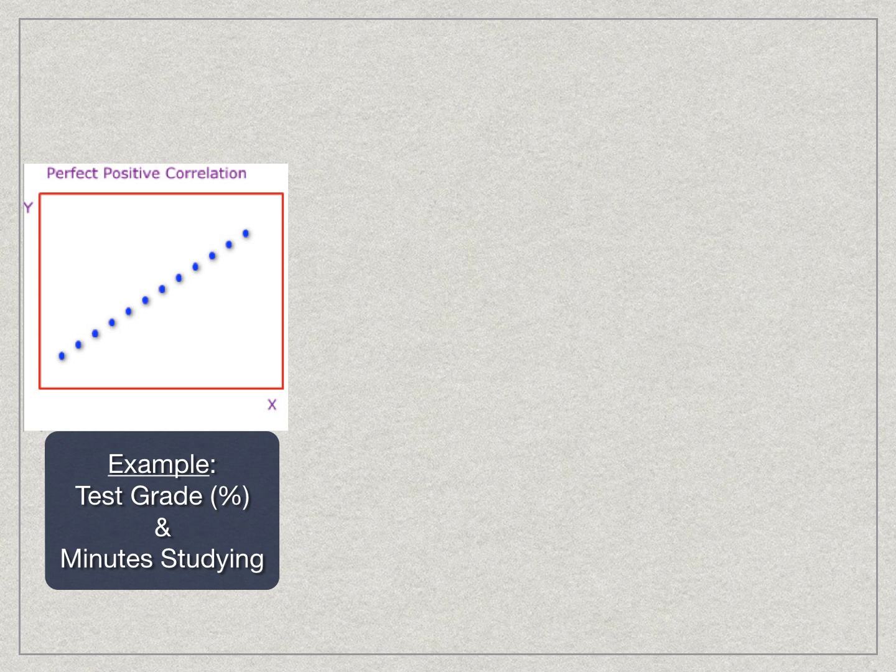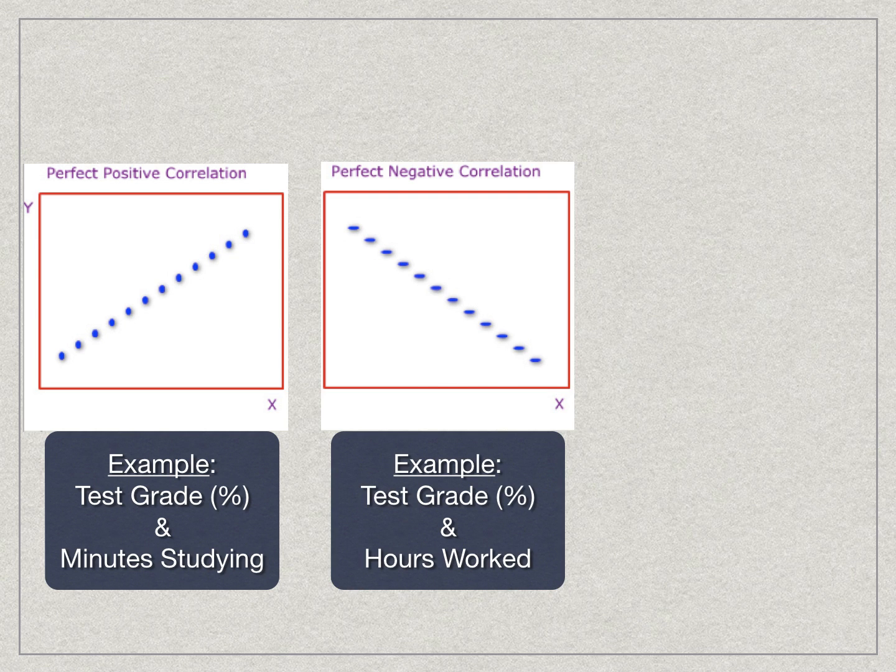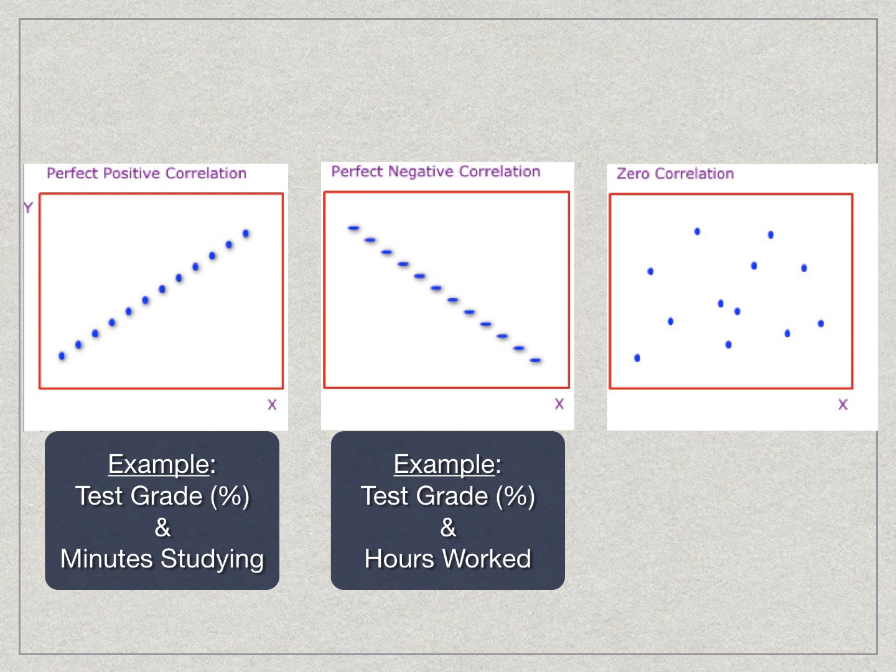So just to review, that's what a perfect positive correlation would look like. Line going up left to right. This is what a perfect negative correlation would look like. For example, test grade as a percent and hours worked, or GPA. This is what no correlation would look like.